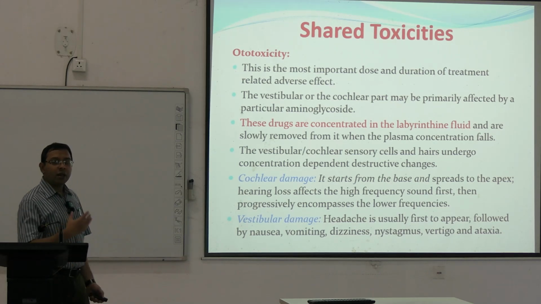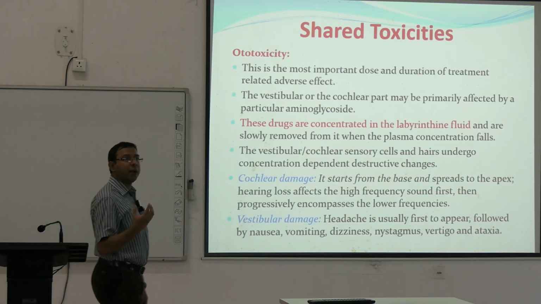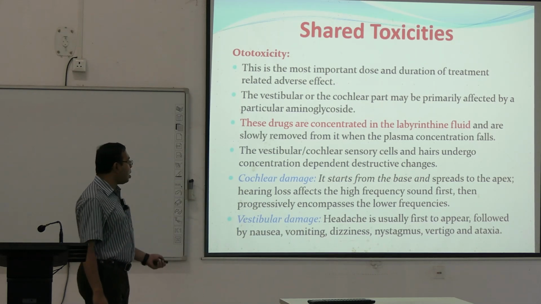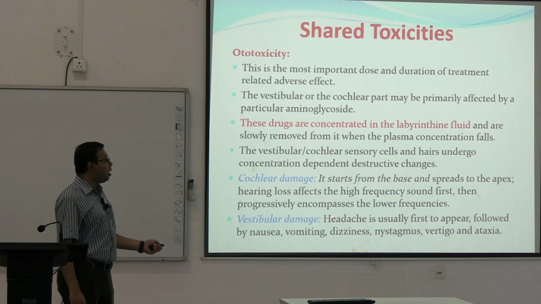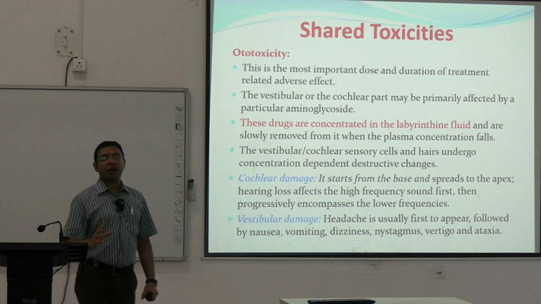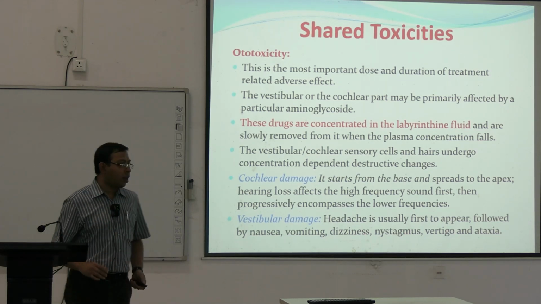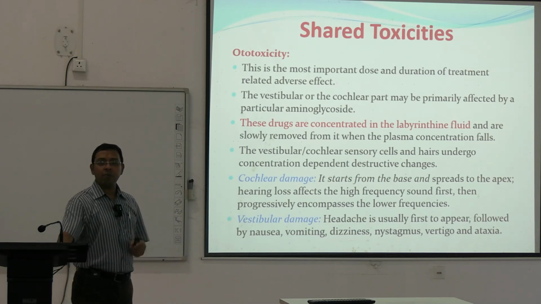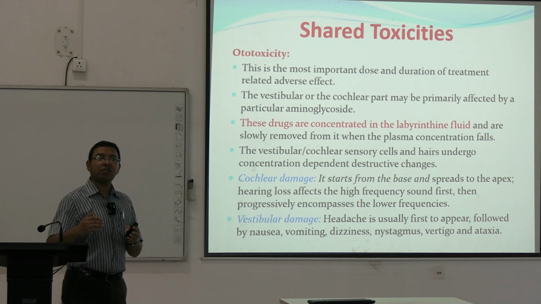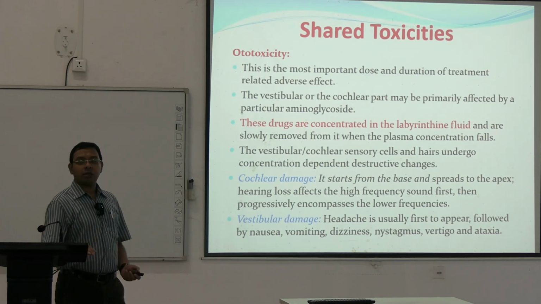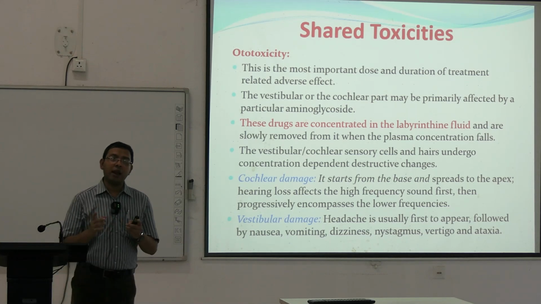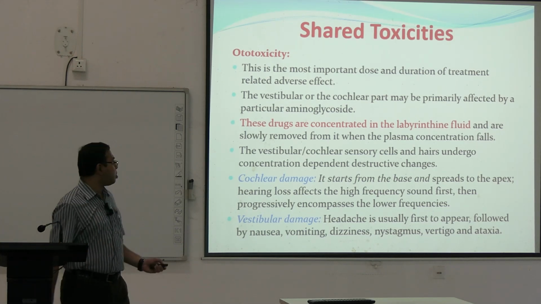Vestibular damage: if there is damage to the vestibular apparatus, that mainly controls our balance. So headache is usually the first to appear, followed by nausea, vomiting, dizziness, nystagmus, vertigo and ataxia. So ataxic gait, the patient cannot walk in a straight line. There will be vertigo, so there are always chances of a fall. Nystagmus: the eyeball will be rolling from one side to another. All this can happen due to the change in the balance.